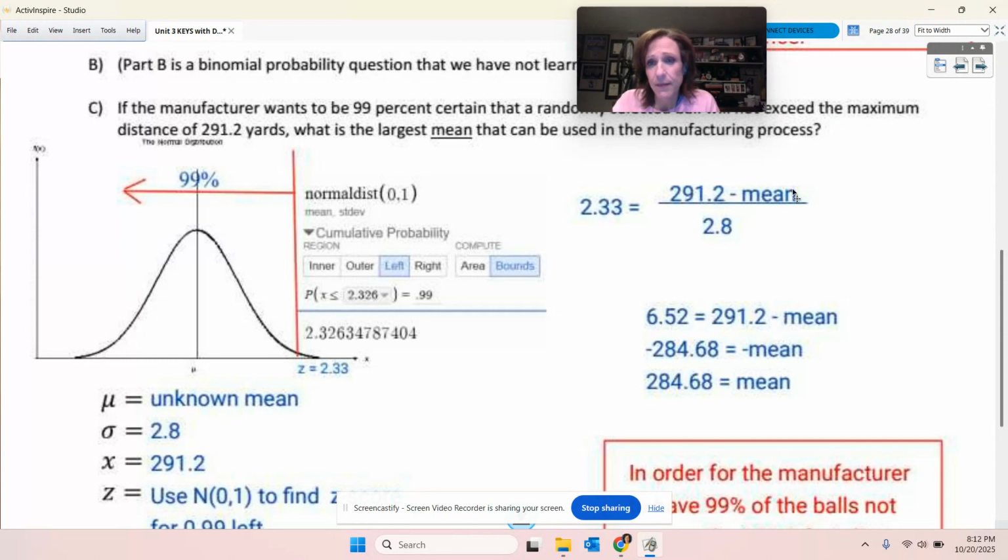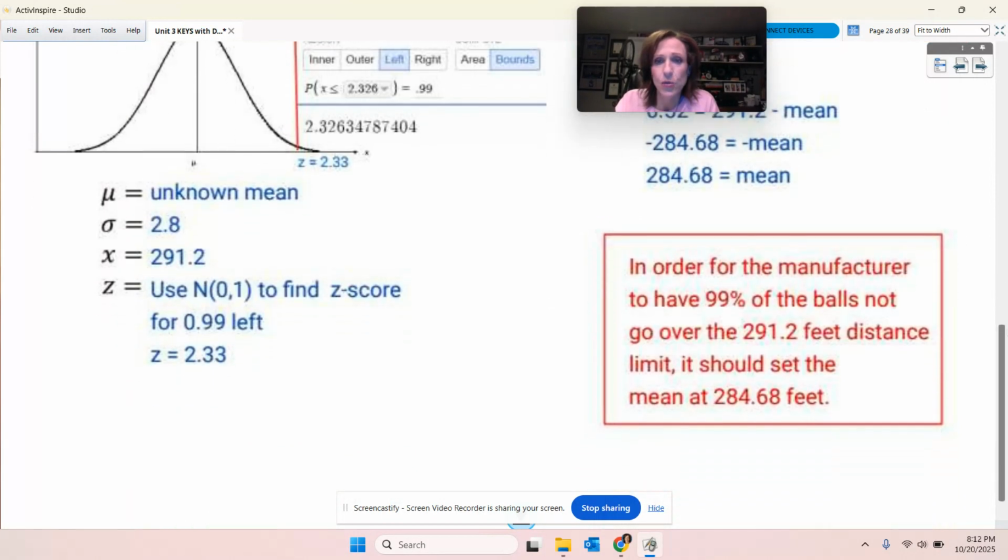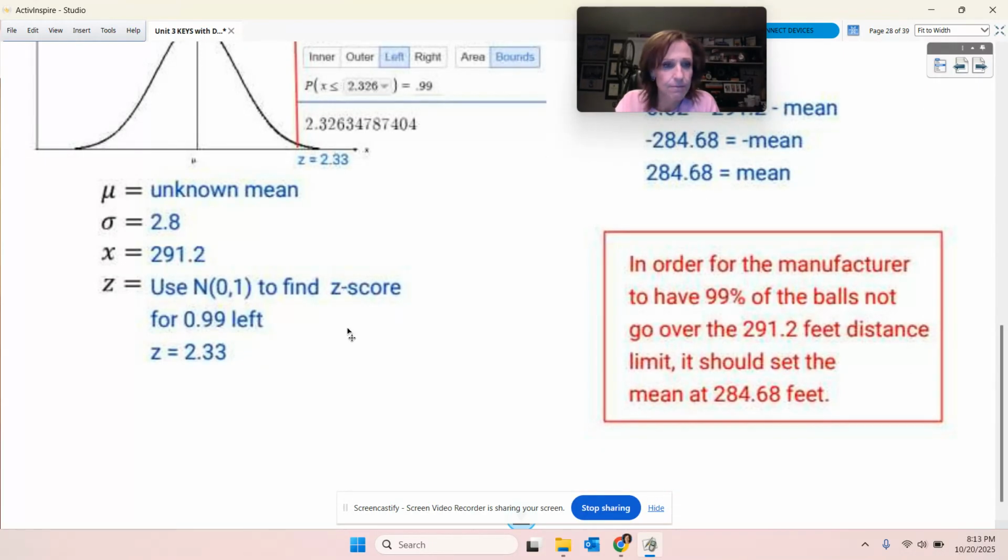So here's my x minus the mean over the standard deviation, and then I'm going to do algebra to solve for that mean. I'm going to multiply by 2.8 on both sides, and I get 291.2 minus the mean equals 6.52. I subtract that 291.2 over, because what's in front of it is a plus sign, and I get negative 284.68 equals the negative mean. Well, when you multiply through by the negatives, the mean is 284.68.